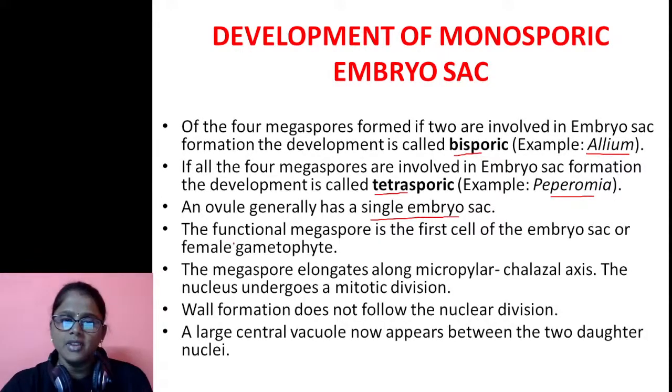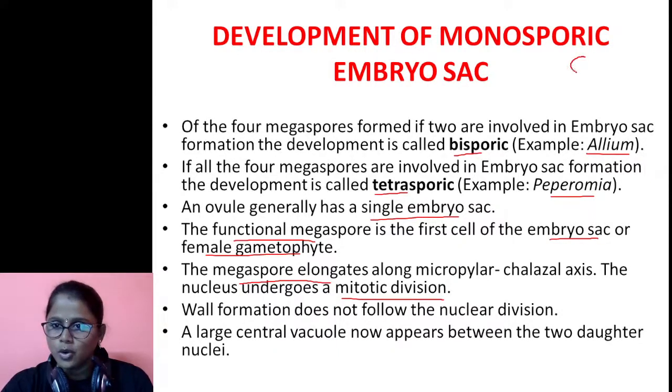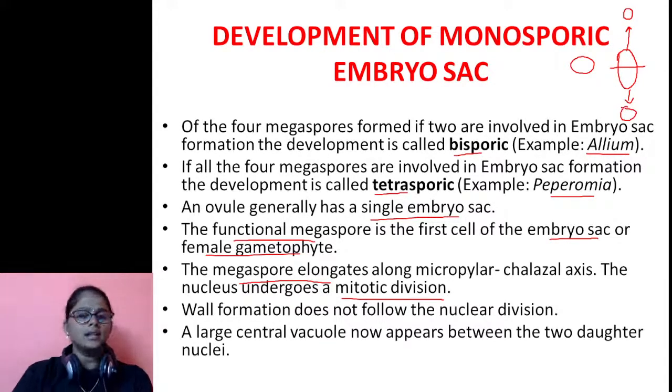ஸோ they are having a functional, only one functional megaspore which will be formed as a embryo sac or a female gametophyte. So this megaspore is going to elongate and they are going to divide by the mitotic division. இப்போ ஒரே ஒரு மெகாஸ்போர் தான் இருக்கு, அது வந்து என்ன பண்ண போகுது, elongate ஆக போகுது. Then they are going to divide and one will be going to the chalazal region, one will be going to the micropylar region. So ஒரு செல்லா இருந்தது இப்போ என்னவா மாறிடுச்சு, மைட்டாட்டிக் செல் டிவிஷன்ல 2 செல்லா மாறிடுச்சு.